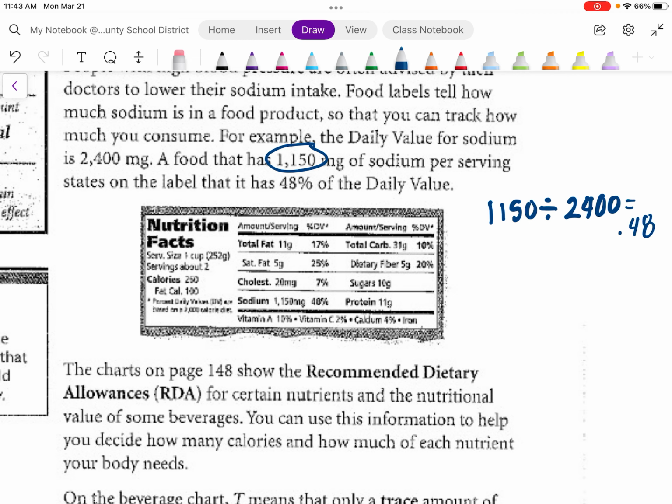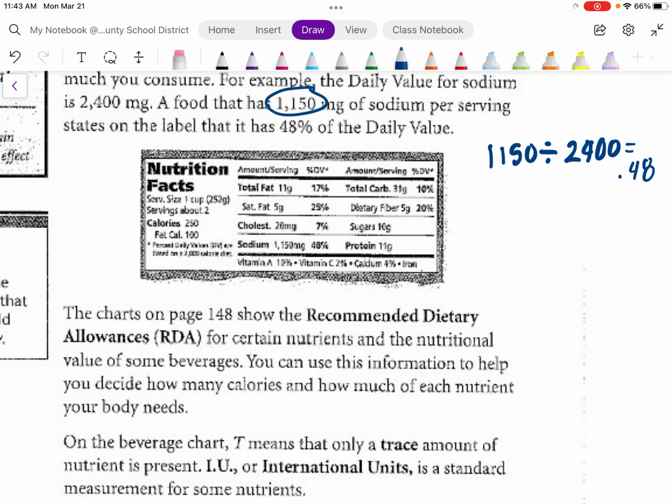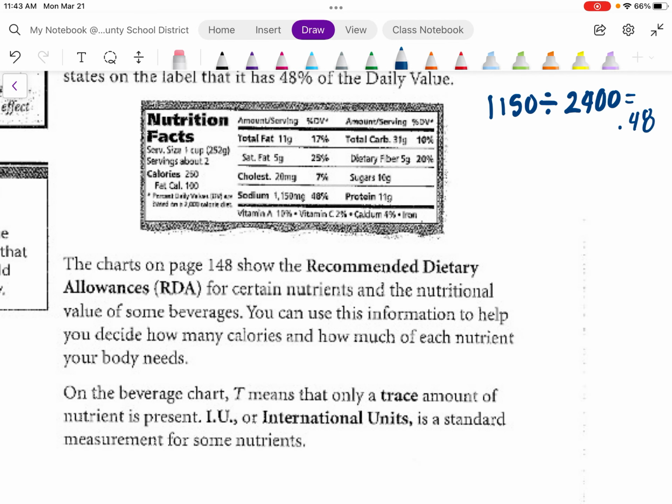0.48, which means 48%. The charts on page 148 show the recommended dietary allowances for certain nutrients and the nutritional value of some beverages. You can use this information to help you decide how many calories and how much of each nutrient your body needs. On the beverage chart, T means that only a trace amount of nutrient is present. International units is a standard measurement for some nutrients.